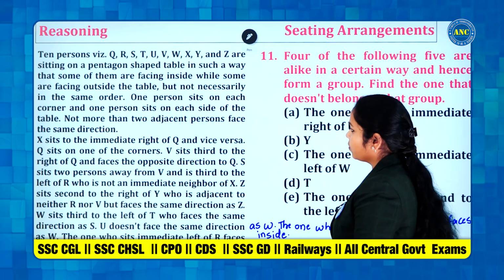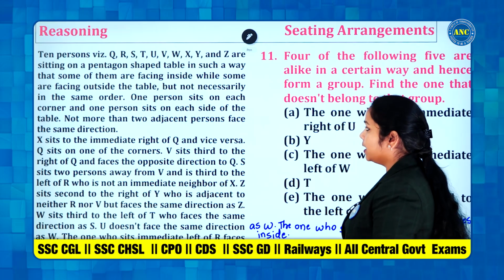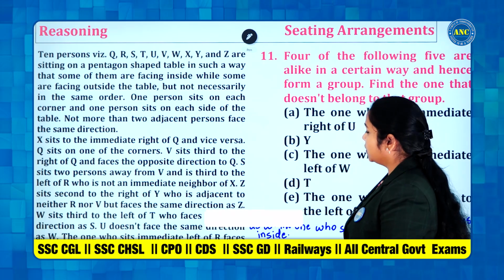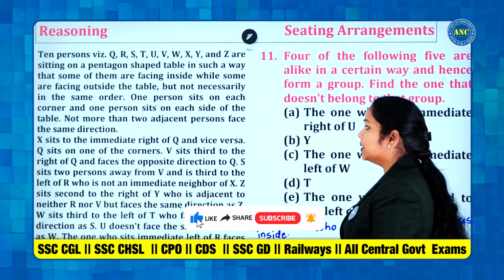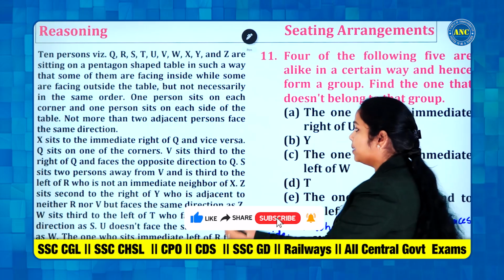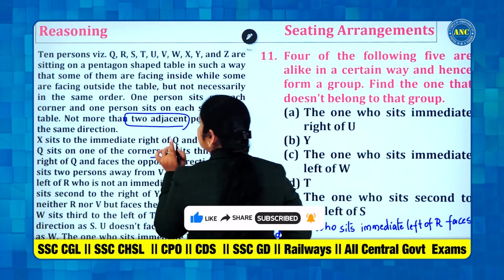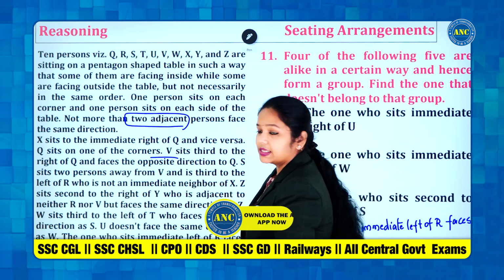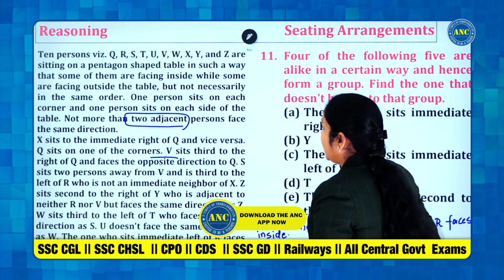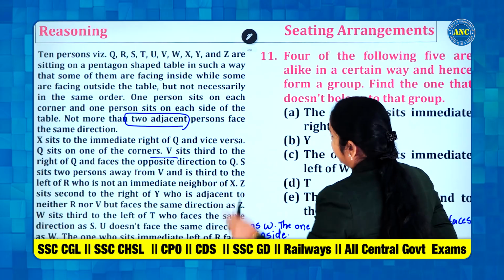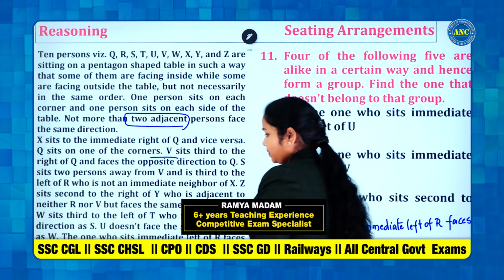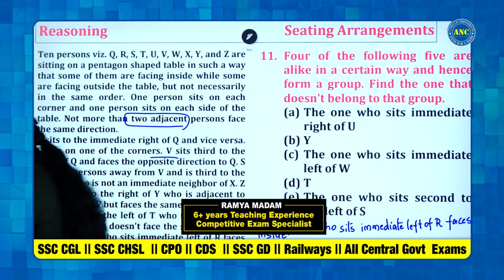One person sits on each corner and one person sits on each side of the table. Not more than two adjacent persons face the same direction. Very important point. Not more than two adjacent people face the same direction. That's an important point. Right. So first of all, we'll take the diagram.